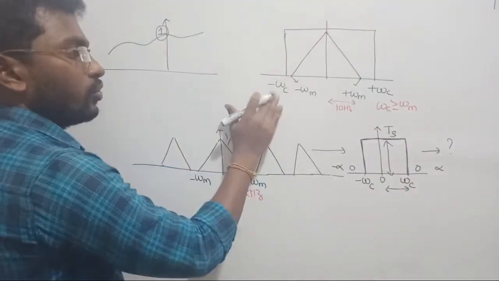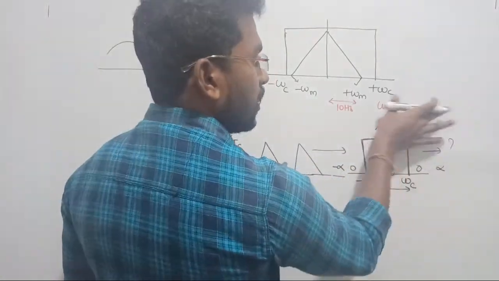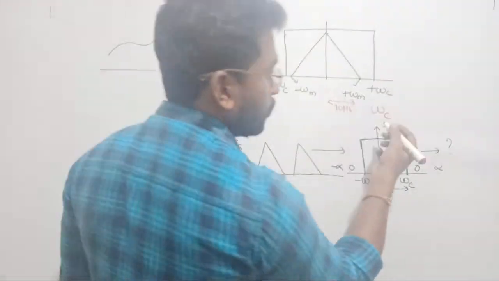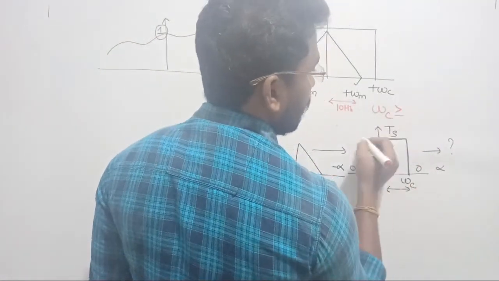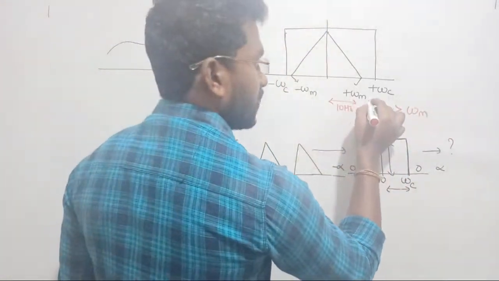Same way you can also do these things at the negative side. Do you agree with this condition? Yes. So the cutoff frequency of the low pass filter has to be greater than or equal to the value of the maximum frequency offered by the signal. First conclusion.